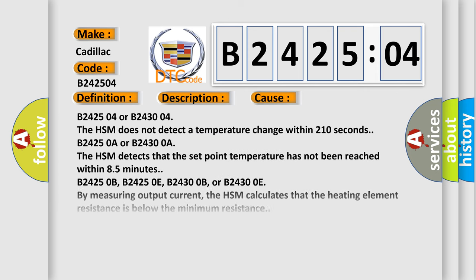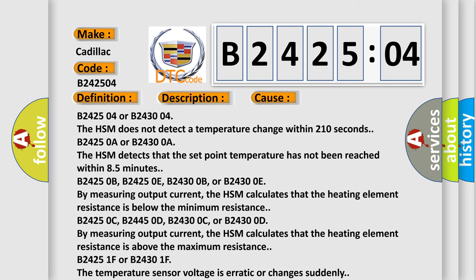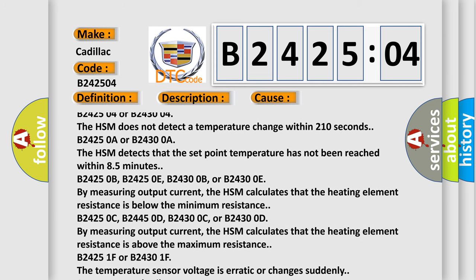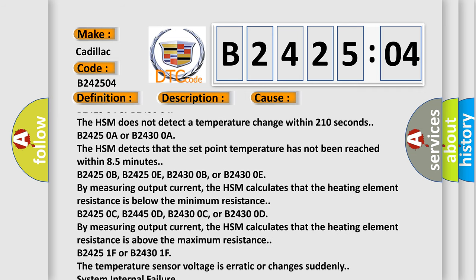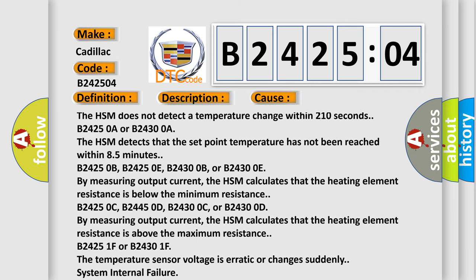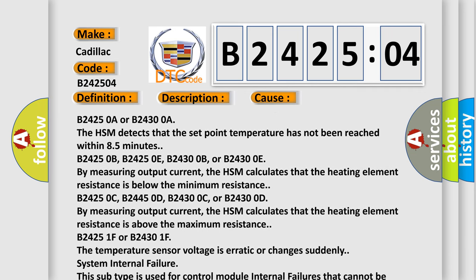This diagnostic error occurs most often in these cases: B2425-04 or B2430-04. The HSM does not detect a temperature change within 210 seconds. B2425-0A or B2430-0A. The HSM detects that the set point temperature has not been reached within 8.5 minutes.